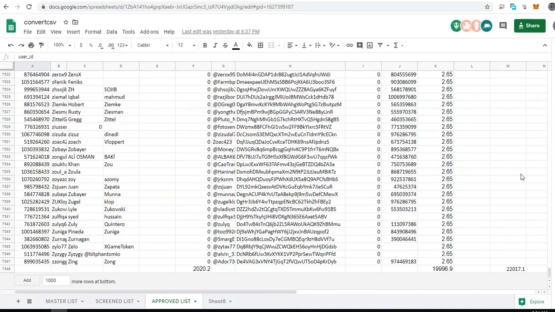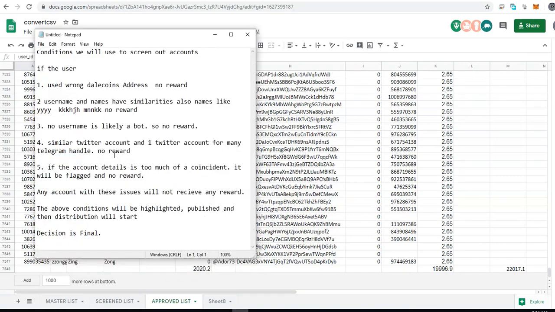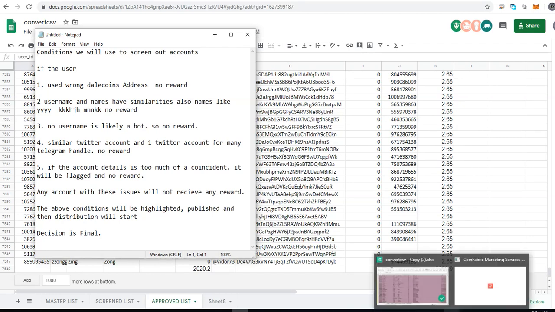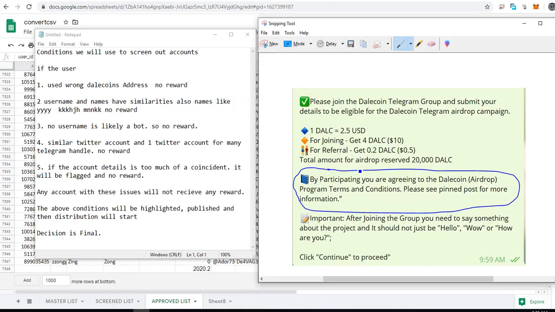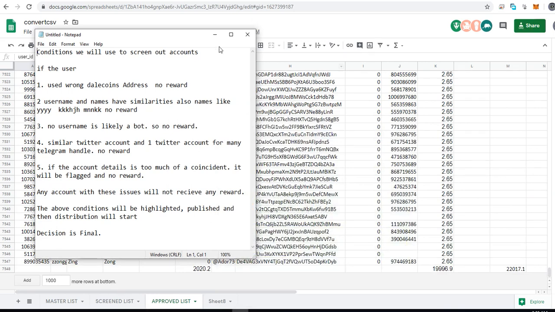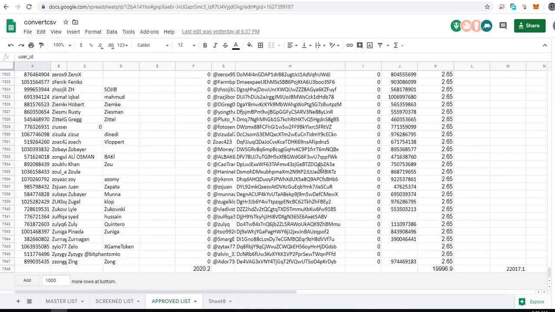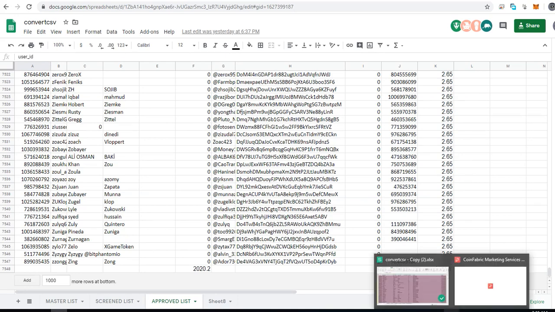Now let me show you the screened list. We screen people based on different factors, as I said: use of wrong Dale coins, so many suspicious accounts. And remember our terms and conditions. We have every right to disqualify anyone that we suspect is suspicious. So that is our own right. We have that right.